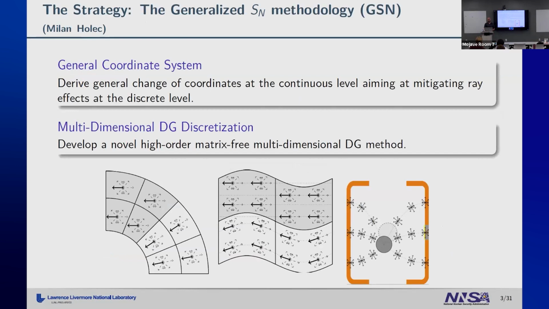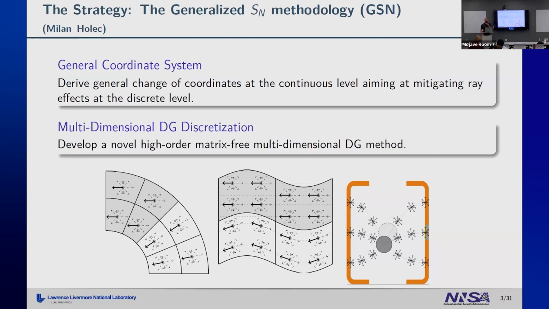The idea is what he named the general SN methodology. It's not an SN method, but the name means that it generalizes these methods, and it takes a lot of inspiration from them. The general idea is that we're going to curve the coordinate system in the momentum coordinate in order to mitigate those ray effects. And because of SN methods, there is a good reason to think that this is a good way to go.